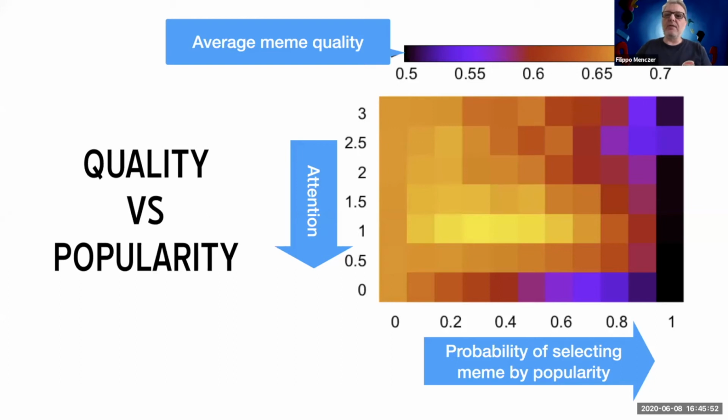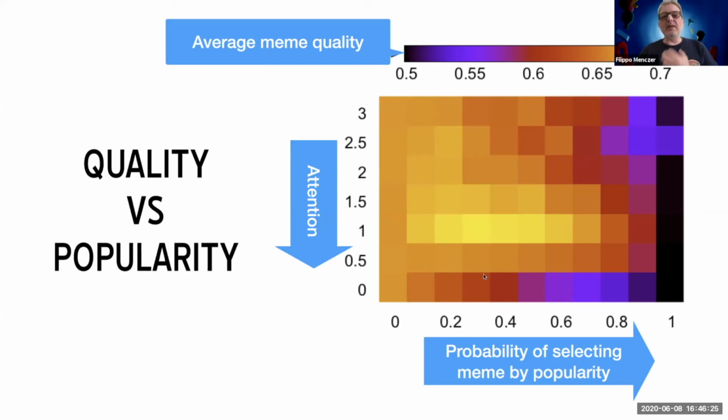Okay, so here we have a parameter on the x-axis of this plot, which is the probability that the platform uses popularity to select a meme to show on somebody's feed. And otherwise, they will actually use quality. So we assume that for some things, we know their quality, and for some other things, we have to estimate it from their popularity. And we also have this notion of attention that I was talking about earlier. How many things am I likely to look at in my feed?